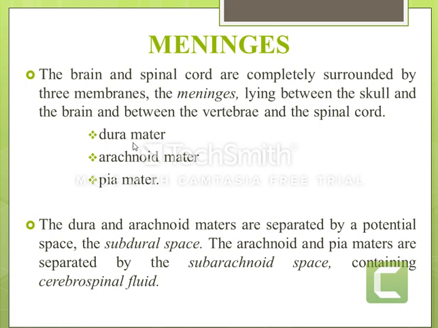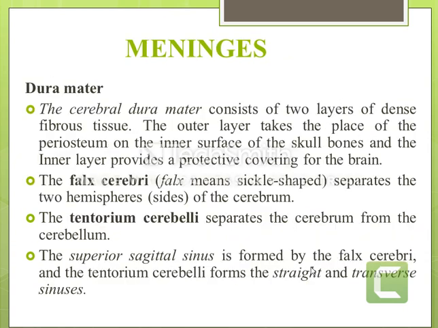The first one is the dura mater, the outermost, then the arachnoid mater, then the pia mater. The dura mater and the arachnoid mater are separated by a potential space known as the subdural space, and the arachnoid mater and the pia mater are separated by the subarachnoid space. So first one is the dura mater.